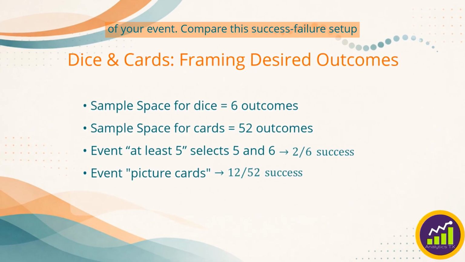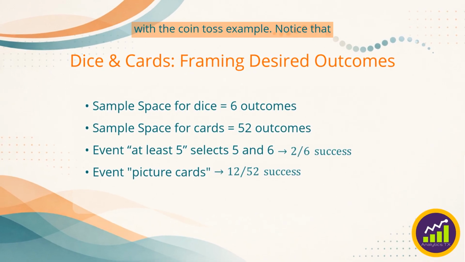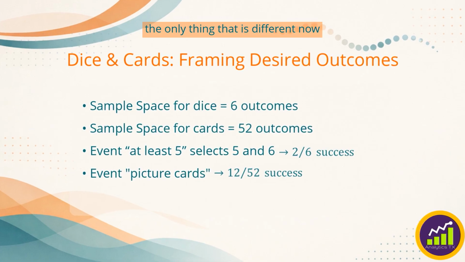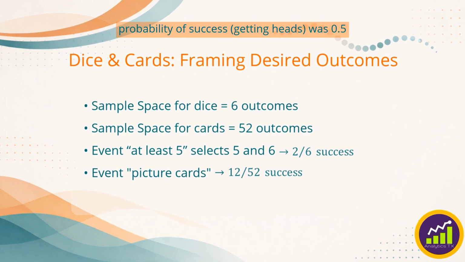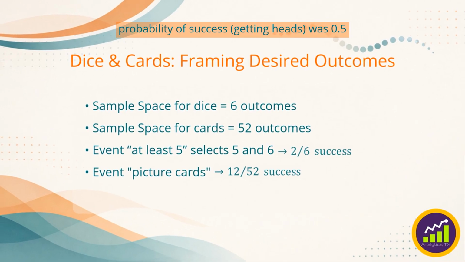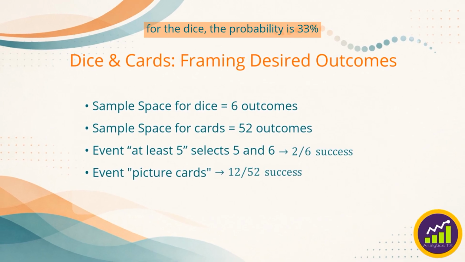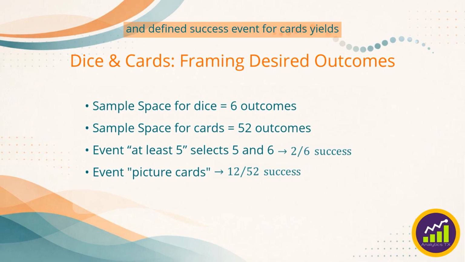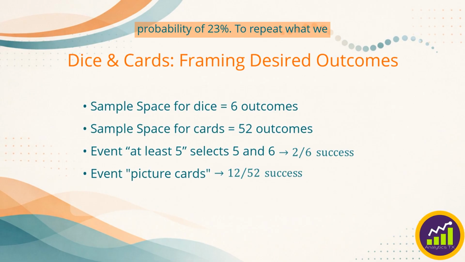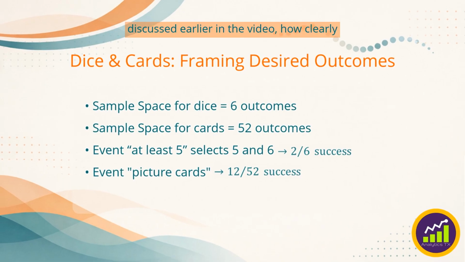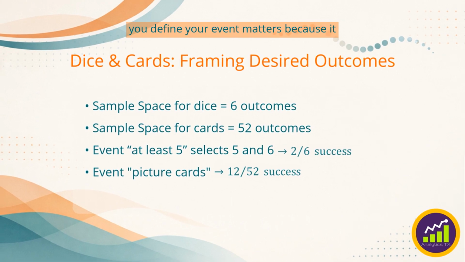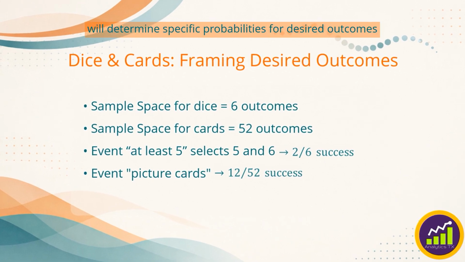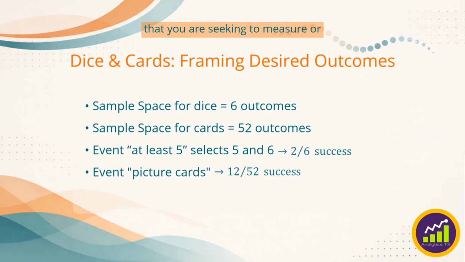Compare this success-failure setup with the coin toss example. Notice that the only thing that is different now is the probability. For the coin, the probability of success, getting heads, was 0.5, or 50%. In the defined success event for the dice, the probability is 33%, and the defined success event for cards yields a probability of 23%. To repeat what we discussed earlier in the video, how clearly you define your event matters, because it will determine specific probabilities for desired outcomes that you are seeking to measure or track.